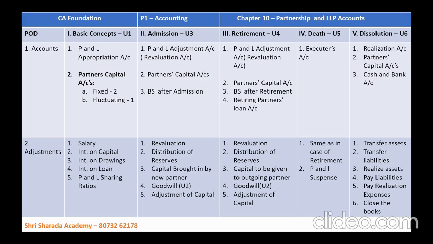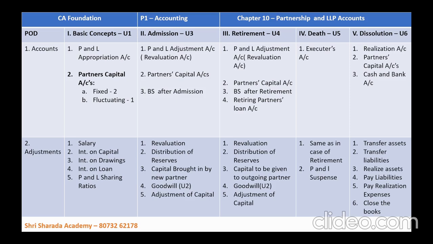The first unit talks about the basic concepts. The second one talks about the goodwill computation and goodwill treatment. Third unit talks about admission. Fourth one talks about retirement. Fifth one talks about death. Sixth one talks about dissolution.